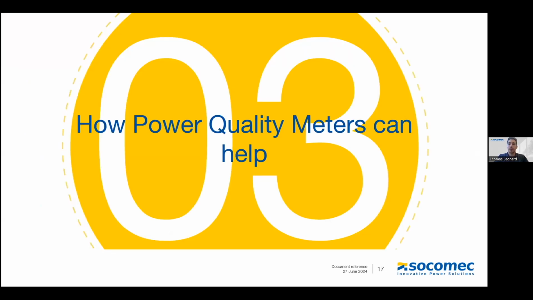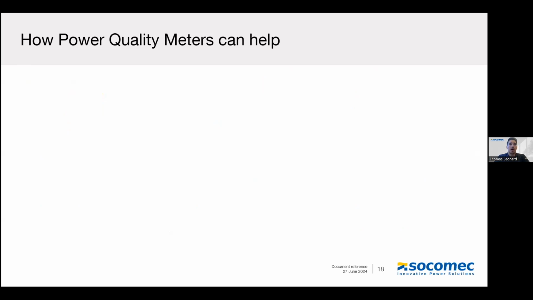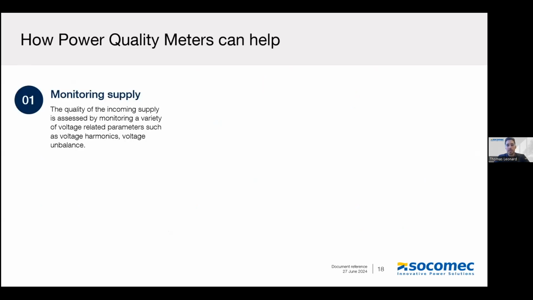So we didn't look at all the power quality disturbances and events, of course. We looked at the main ones that we're most familiar with and that are easy to monitor. Let's look at how power quality meters can help. Well, the first easy solution is when you're installing a power quality meter on the main incoming feed of the electrical installation, you're monitoring a variety of voltage parameters. That's, for example, harmonics, imbalance, or you're monitoring the quality of the incoming power from the power provider.